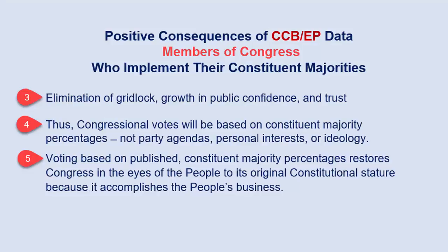Elimination of gridlock, growth in public confidence and trust. Thus, congressional votes will be based on constituent majority percentages, not party agendas, personal interests, or ideology. Voting based on published constituent majority percentages restores Congress, in the eyes of the people, to its original constitutional stature because it accomplishes the people's business.